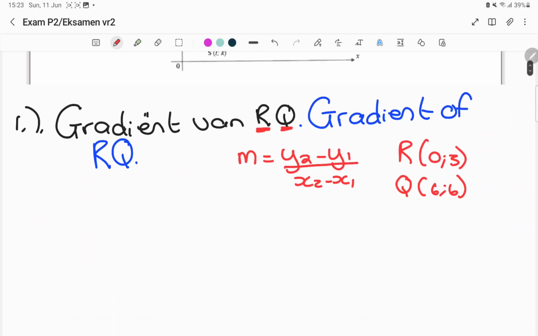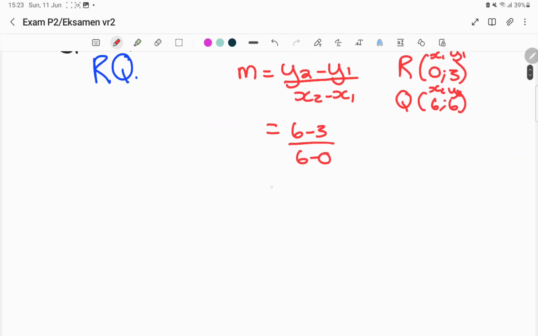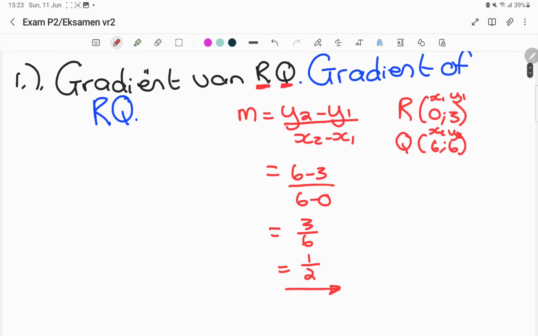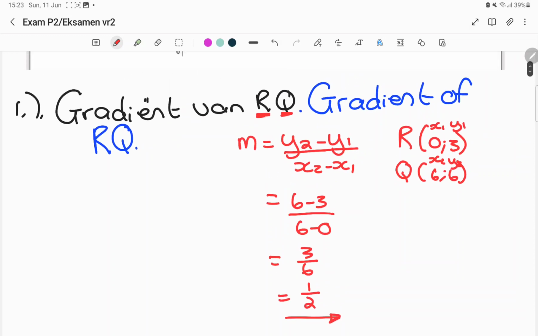Right, now all you do is you substitute these values into your formula. So let's make this my x1 value and y1 value, and this my x2 value and my y2 value. That means I'm going to put in 6 minus 3 over 6 minus 0. So this will give me 3 over 6, which is the same as 1 over 2. And there you have it. Easy 2 or 3 marks.